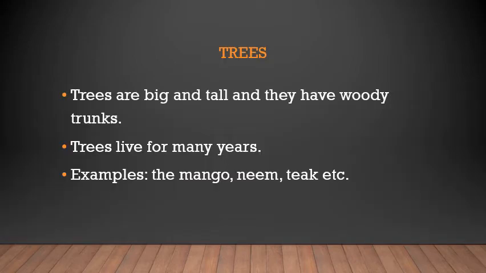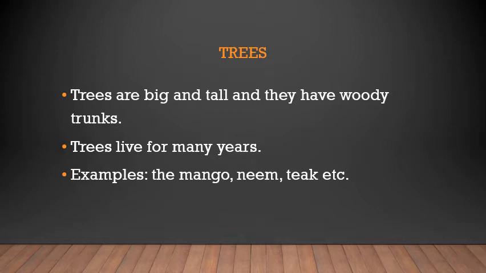Trees. So trees are big and tall. They have woody trunks. Trunks means that brown color you can see, no? Leaves are on the top, but between the ground and the leaves, that connection is there, no? That is the trunk. Trees live for many years. They don't live for just 1 year or 2 years. Some of the trees live for hundreds of years. So the trees live for many years, and they are big and tall, and they have woody trunks.